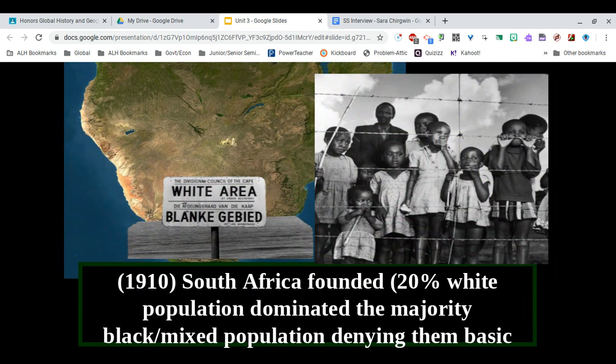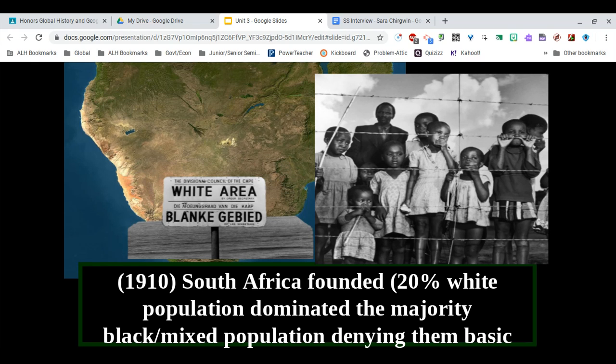So apartheid doesn't begin with imperialism, but it is an effect of imperialism. When we look at South Africa, it is founded in 1910, and there is a 20% white population, which dominates the majority Black and mixed population, denying them basic rights.